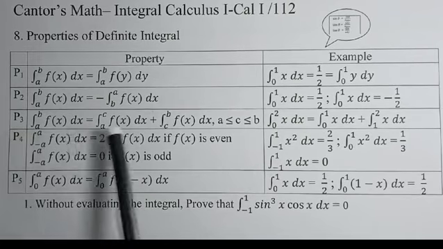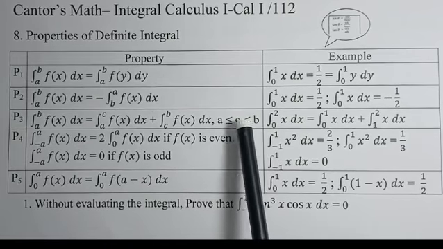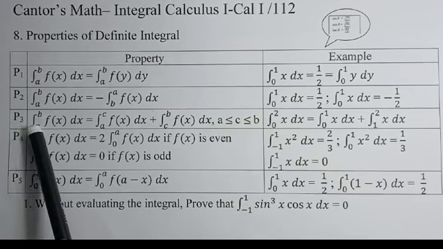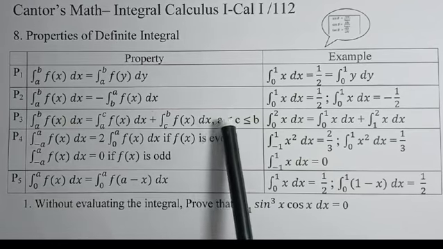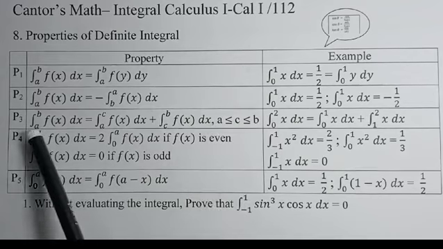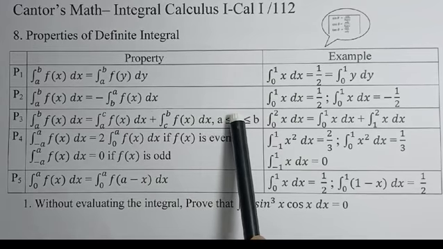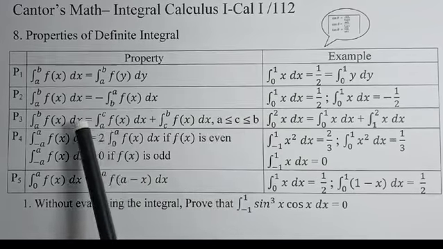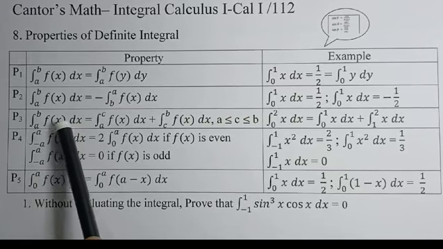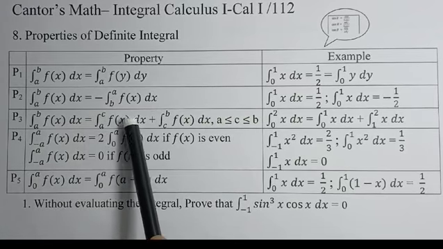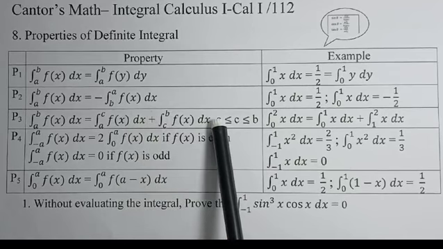Property number 3: suppose c lies between a and b, then if you have integral a to b f of x dx, we can split the integral. That is, a to b can be split into a to c plus c to b. That is, integral a to b f of x dx equals integral a to c f of x dx plus integral c to b f of x dx.